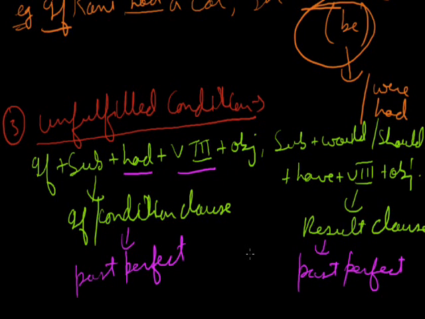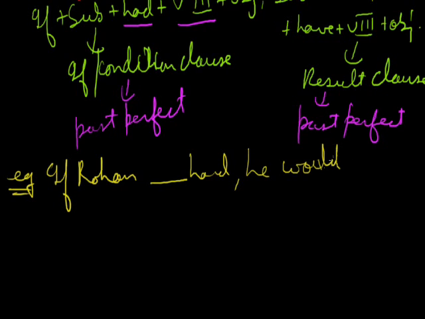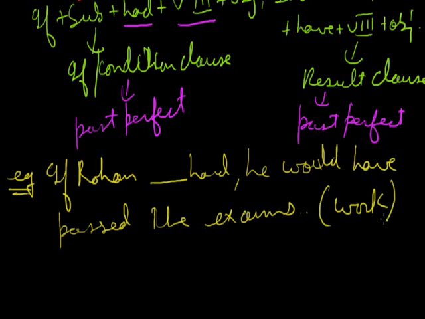In the imaginary condition, we have used simple past tense, and with the open condition, we have used present and future tenses. Now coming to the example, if Rohan dash hard, he would have passed the exams. Now, if is given to us, it's a conditional sentence, and then would, have, and then the third form of the verb is given to us.